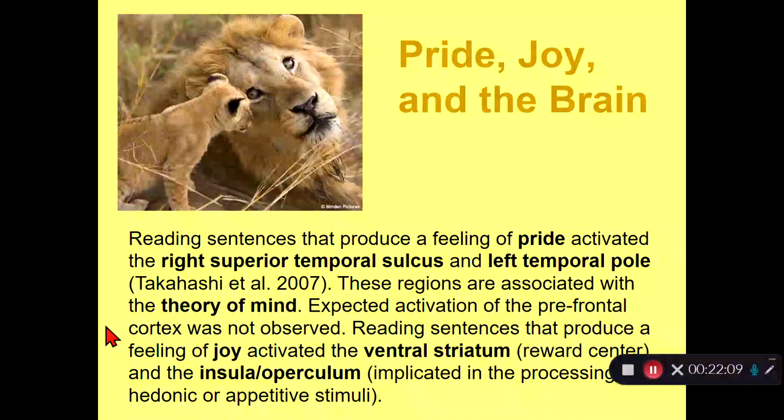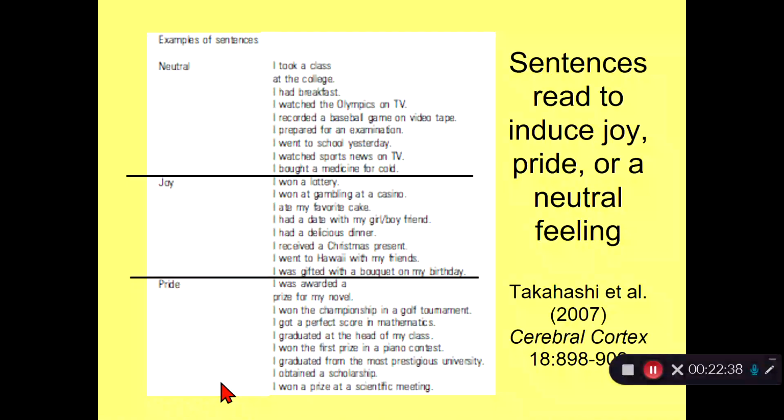In contrast, reading sentences that produced a feeling of joy activated the ventral striatum, the reward center. Also activated, ironically, the insula and operculum. Again, don't worry about the operculum. These sentences that evoked a feeling of joy activated the insula, which we know is associated with disgust. Why? Again, it's complicated.